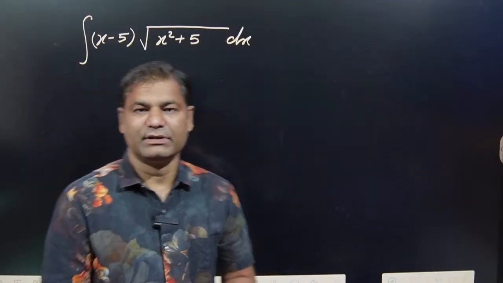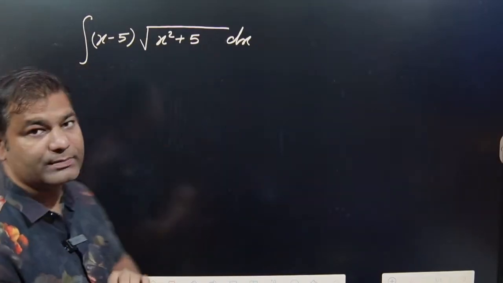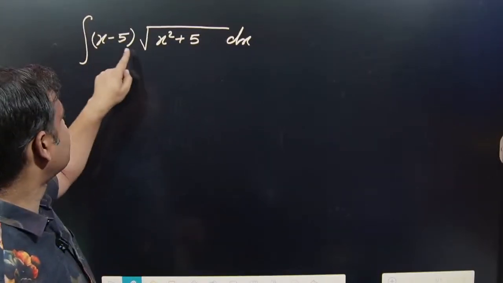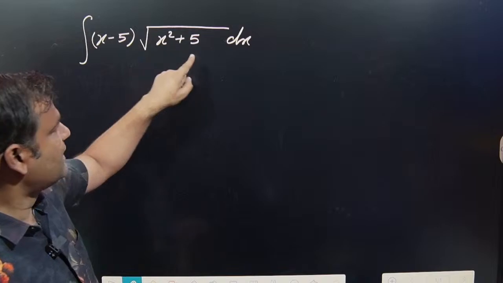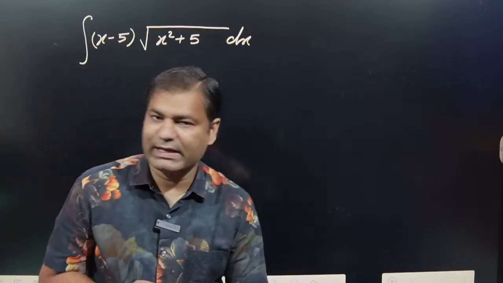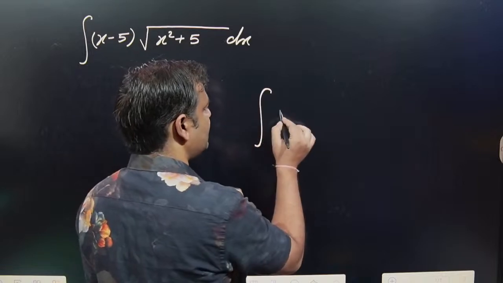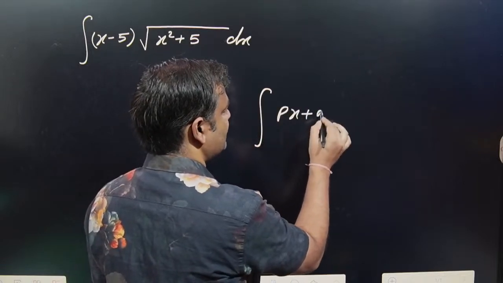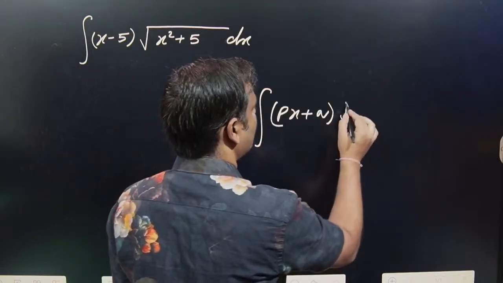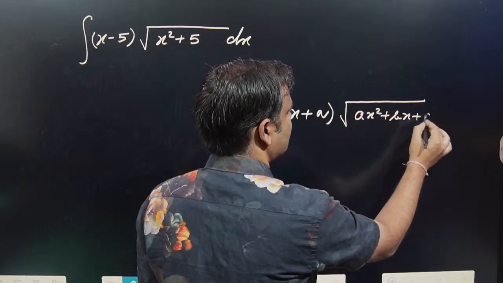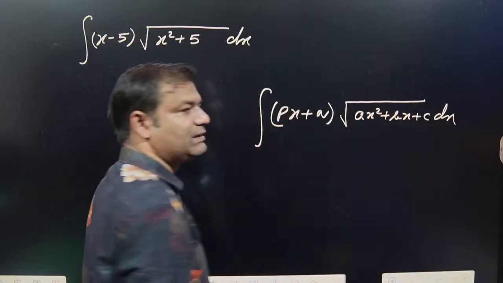Now today we'll focus on how we can solve this type of problem. Simply, the integration of (x minus 5) into the square root of (x square plus 5) dx. I have already discussed how to do this type of problem: if the integrand is (px plus q) into the square root of (ax square plus bx plus c) dx, then how can we solve it?